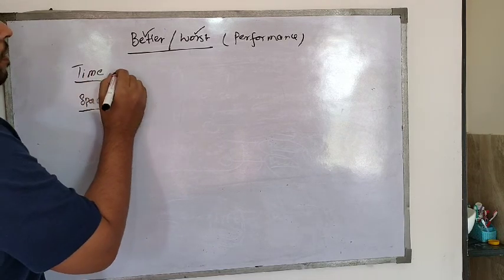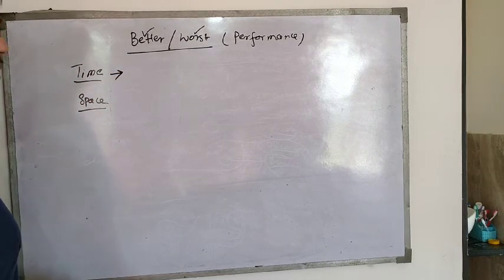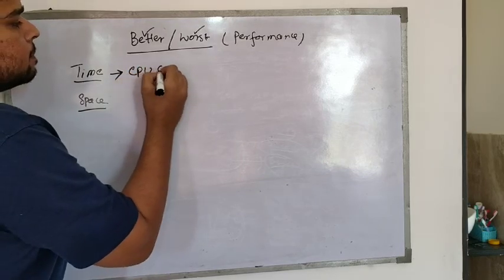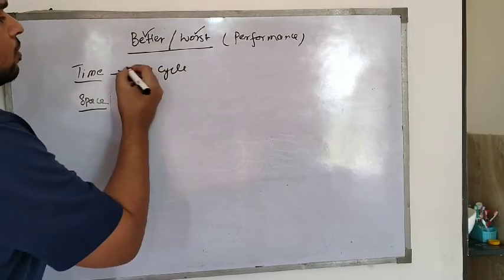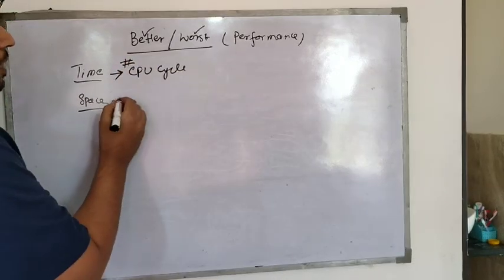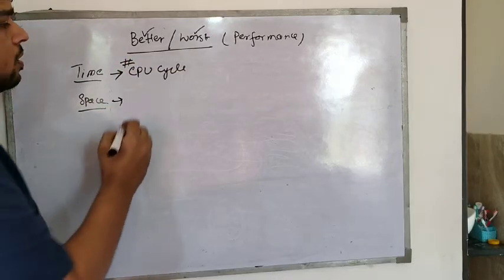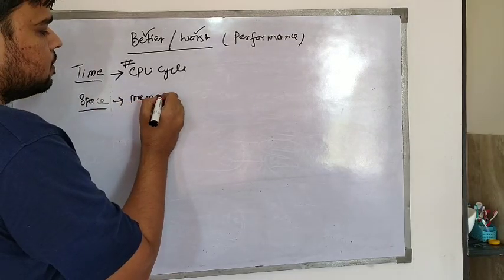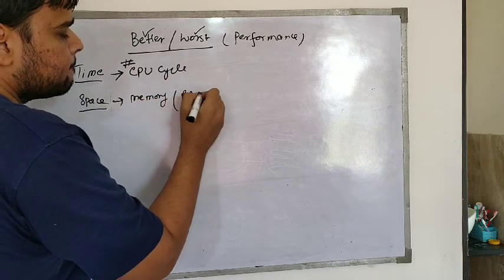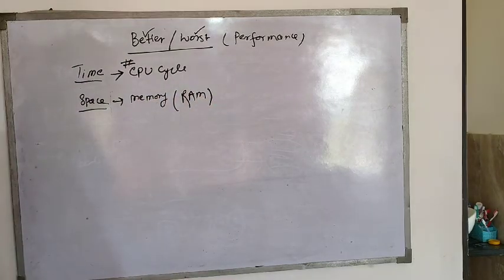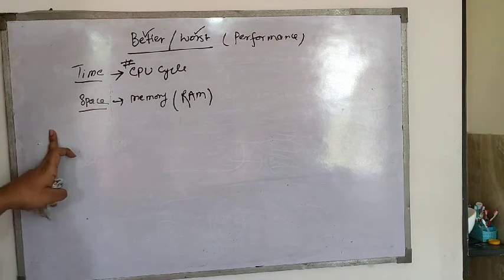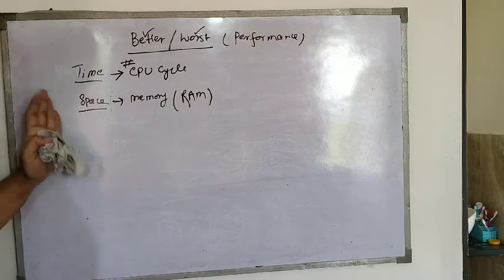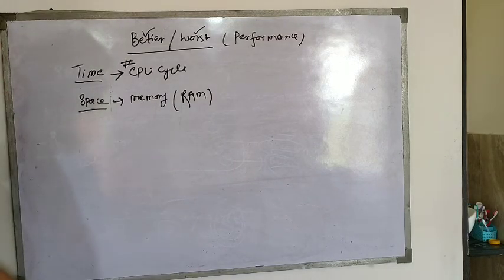Time means how many CPU cycles the algorithm will take, the count of CPU cycles. Space means how much memory, in MB or GB, I'm talking about the RAM, will be taken by your algorithm. These are the most important things which will decide whether your algorithm is a better algorithm or the worst algorithm.